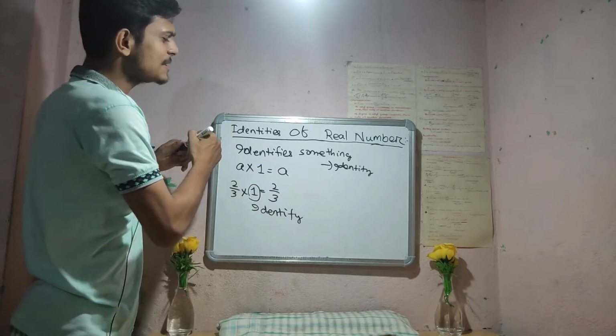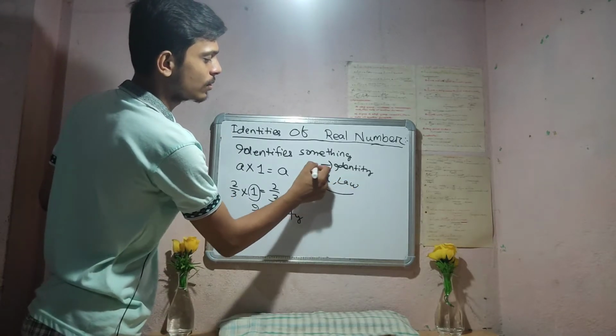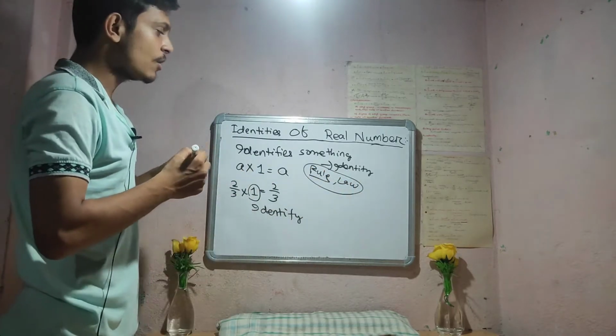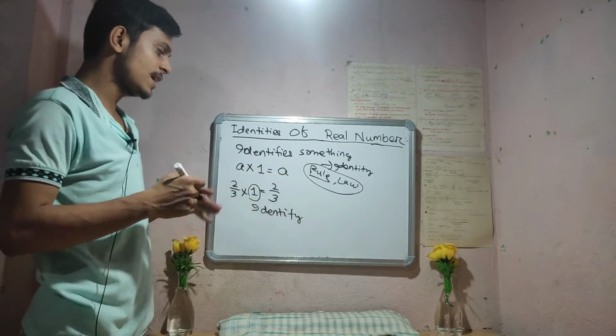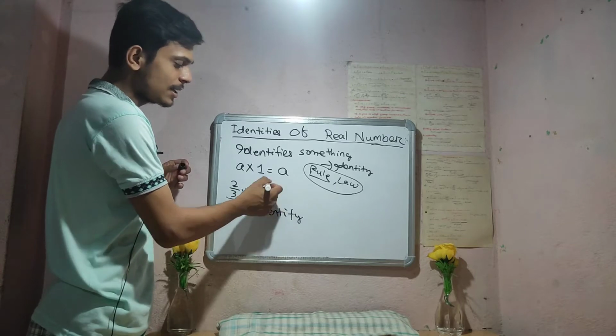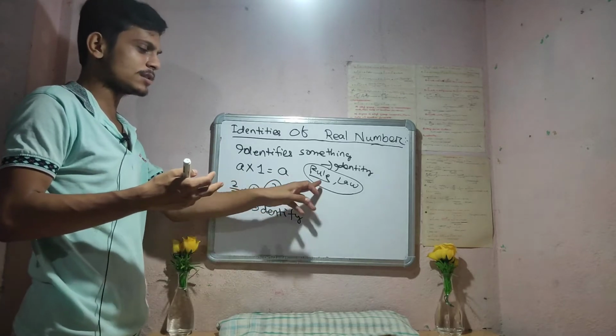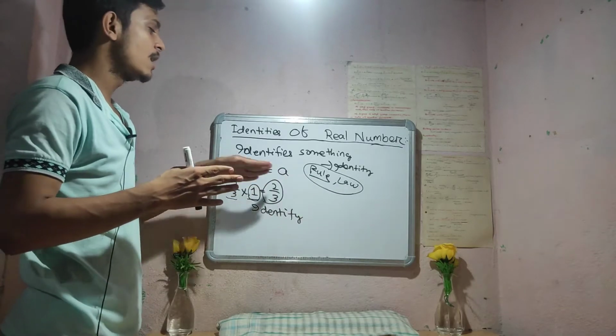Identity means mainly a rule or law. So identity means identify something: if you multiply any number with 1, it gives the same number, the same result. So such types of rules or laws are the identity.